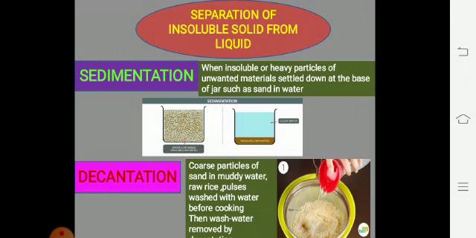Mostly sedimentation and decantation are similar processes, but what happens in decantation? Coarse particles, meaning rough particles or light suspended particles, such as coarse particles of sand in muddy water and husk materials in raw rice and pulses, are washed with water before cooking, and the wash water is removed by decantation.